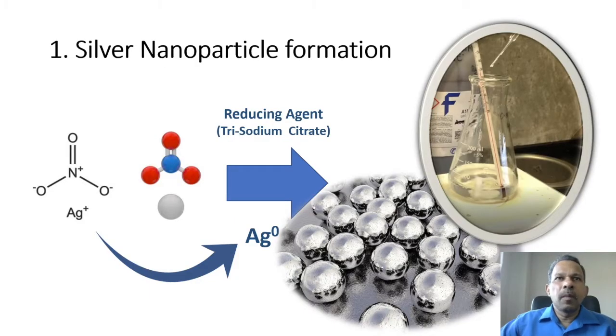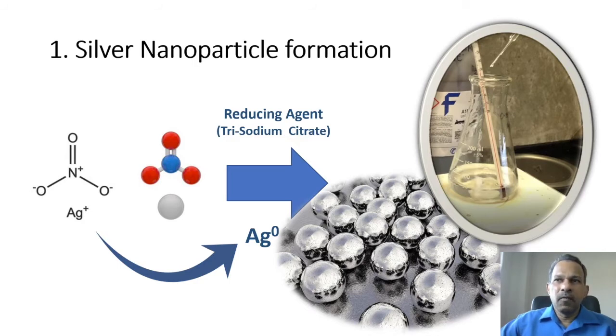Now, let's talk about how to make antimicrobial nanoparticles. There are two broad categories. One is the metallic, the other one is the herbal. In the metallic nanoparticle, silver is the most common one. There are other titanium, zinc, and gold nanoparticles as well.